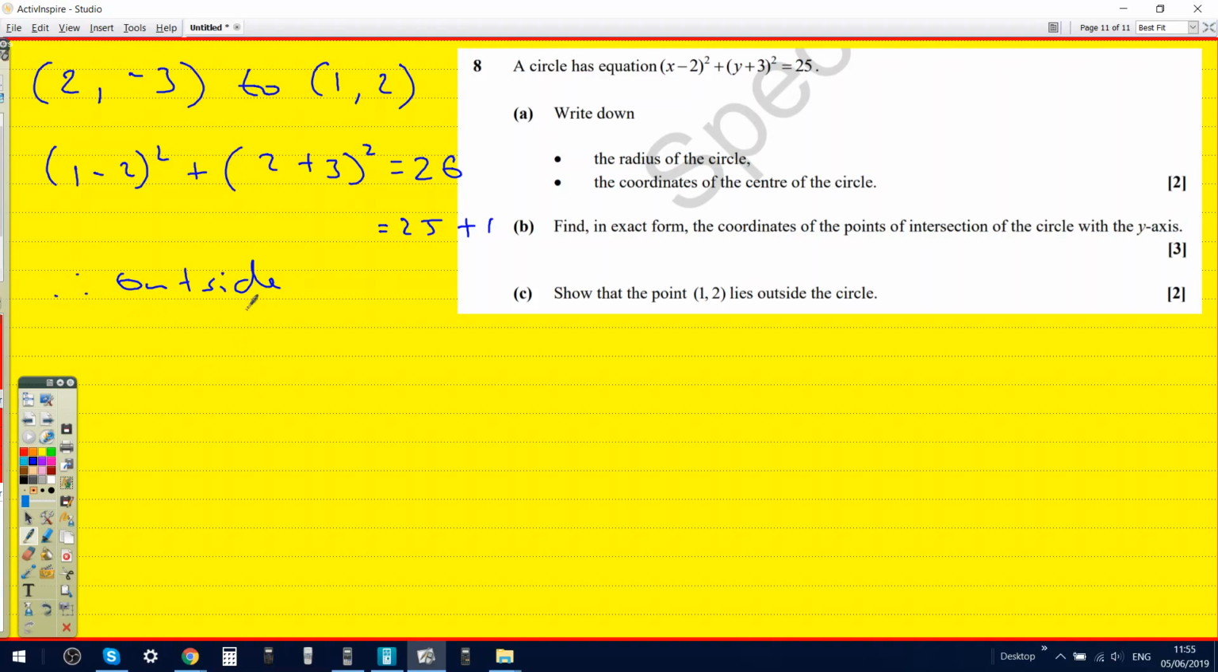I was thinking you would use Pythagoras. It's probably more work though. So if you did Pythagoras for these, I think you would get root 26. And that's bigger than root 25. So you're essentially looking at the distance and seeing if the distance to the center is greater than the radius. And if it was less, it would be inside the circle. If it was exactly equal, it'd be exactly on the circle.